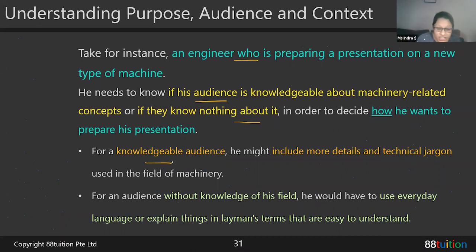If it's a knowledgeable audience, he might include more details and technical jargon used in the field. So for example, if he's talking to a group of scientists or engineers, of course he can use all those terms. But if he's talking to people like you and me, people without knowledge of his field, obviously he has to make it more understandable in layman's English, correct? He needs to tailor the words he uses more accurately. So by understanding who his audience is, he can deliver his message more effectively.